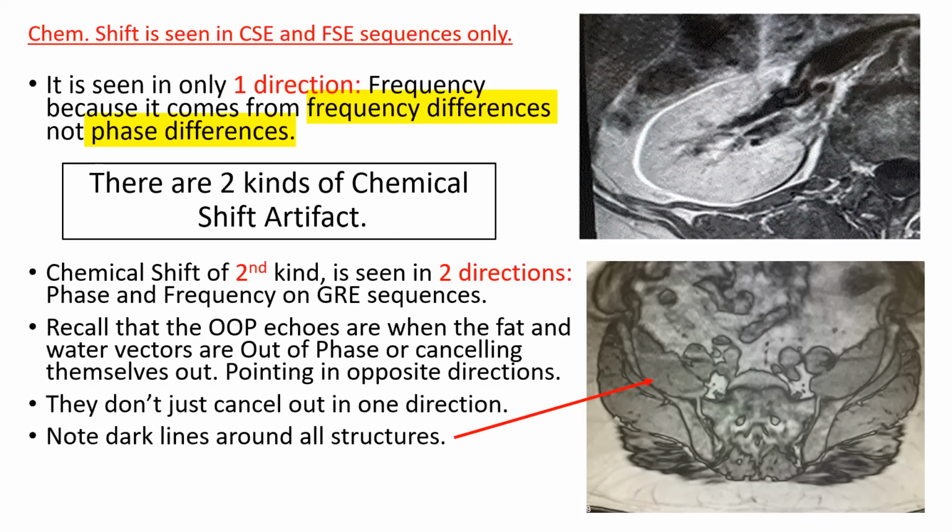All right. You never see the phase cancellation or out of phase TE on spin echo because the 180-degree refocusing pulse puts everything in phase at TE. So even if you pick the right TE, they're not going to be out of phase. The 180 degrees doesn't let that happen. Whereas gradient echo, without a 180, it can happen if you pick the TE correctly, or if the TE is right. Okay. So that's chemical shift of the second kind, also called out of phase or phase cancellation artifact.